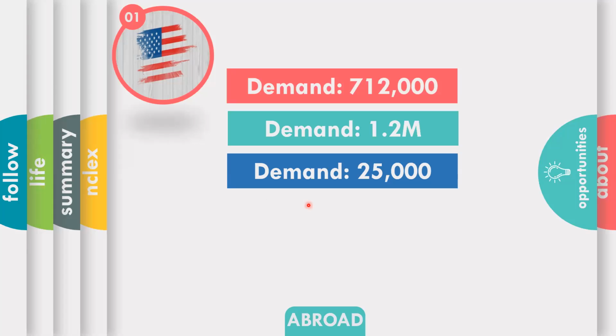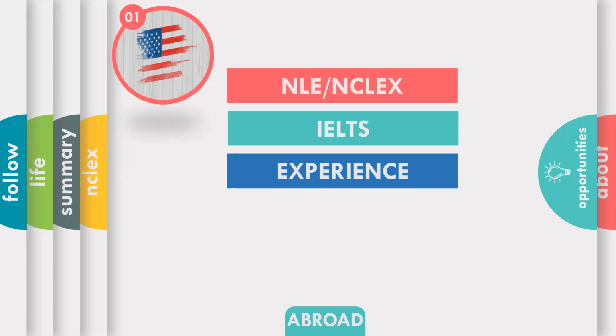So as I was saying, from 2010 to 2020 the demand is 712,000, and by 2024 the demand is 1.2 million. And as of now, the president signed for 35,000 green cards to be used for foreign nurses.